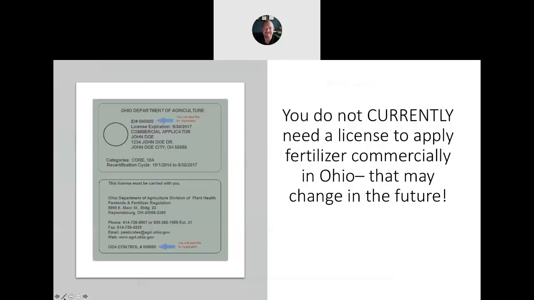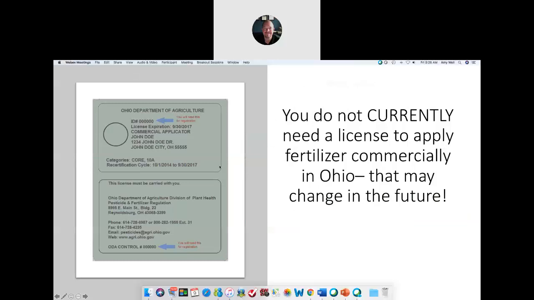This is a picture here that shows you what a typical applicator license looks like. And at the moment in the state of Ohio, you do not currently need a license to apply fertilizer commercially. Okay, so meaning for profit or on a property, again, other than your own personal use, you currently do not need a license to apply fertilizer commercially in the state of Ohio. That may change in the future. There are other states that have started to adopt this, that they are licensing or requiring people to get licensing even to apply fertilizer without pesticides.